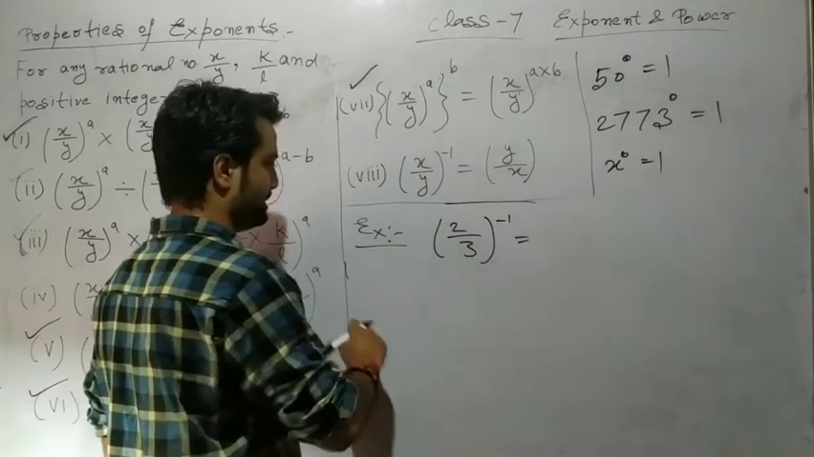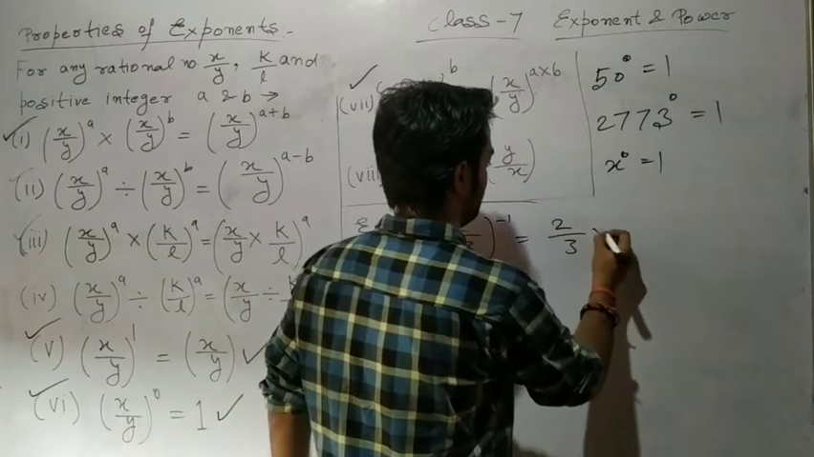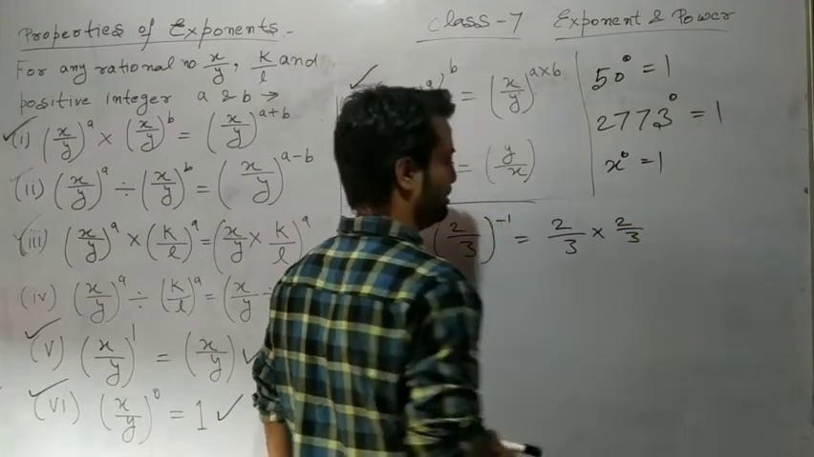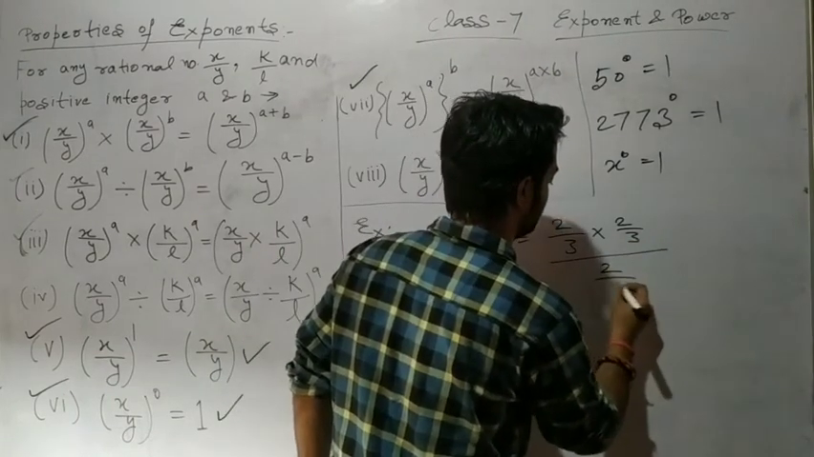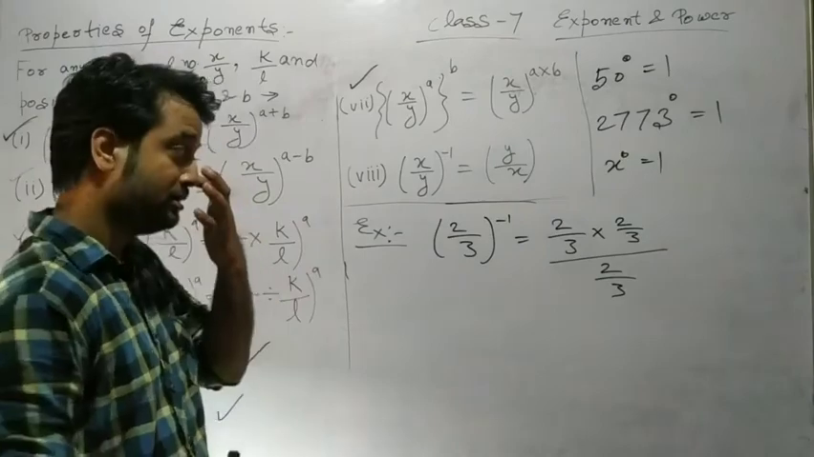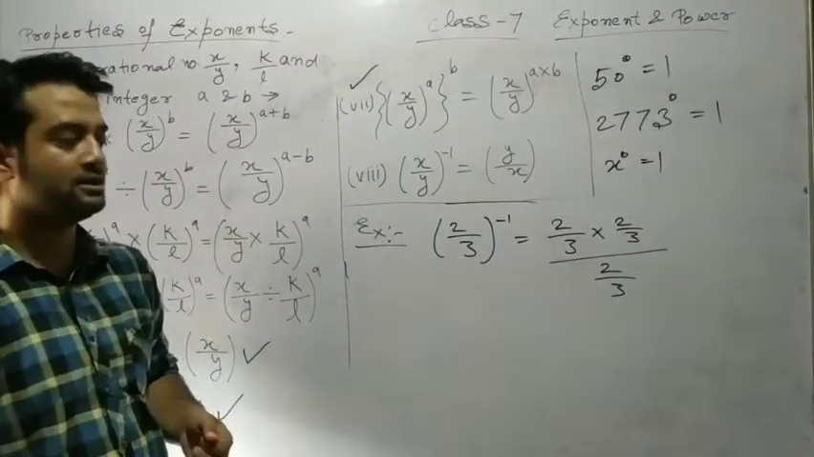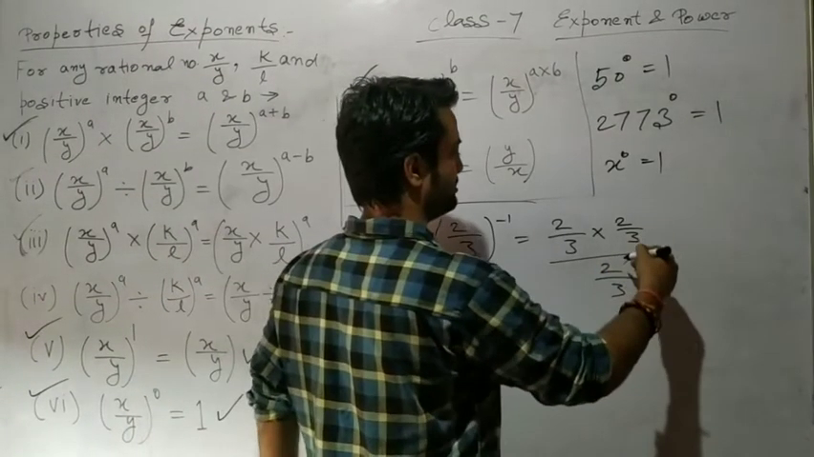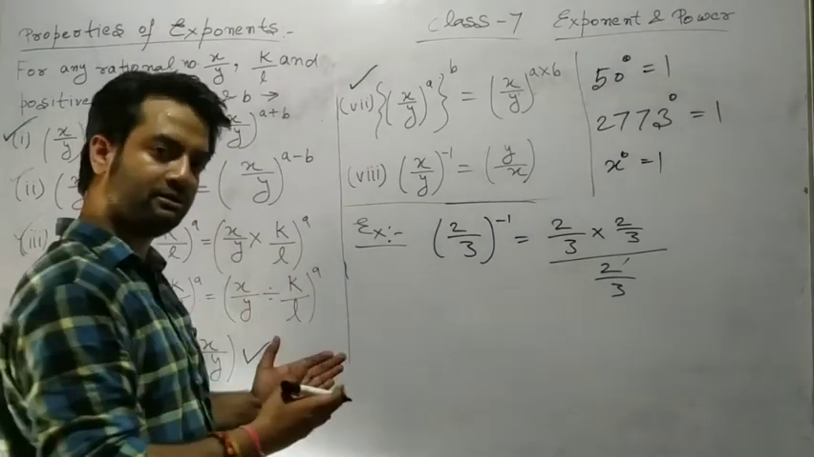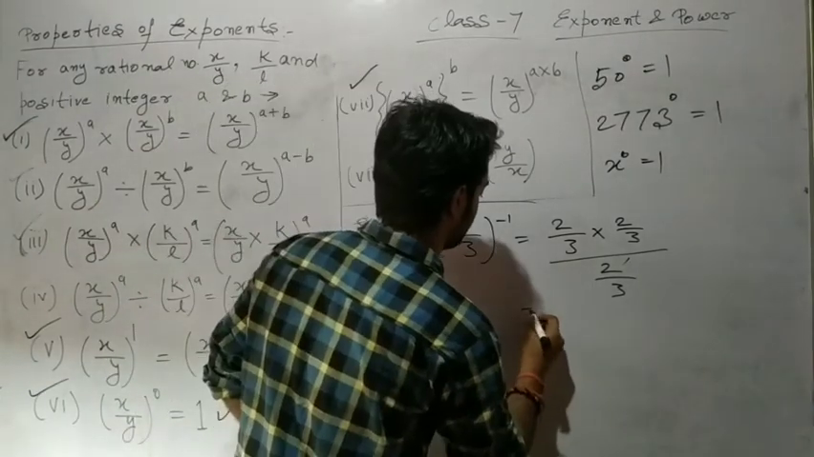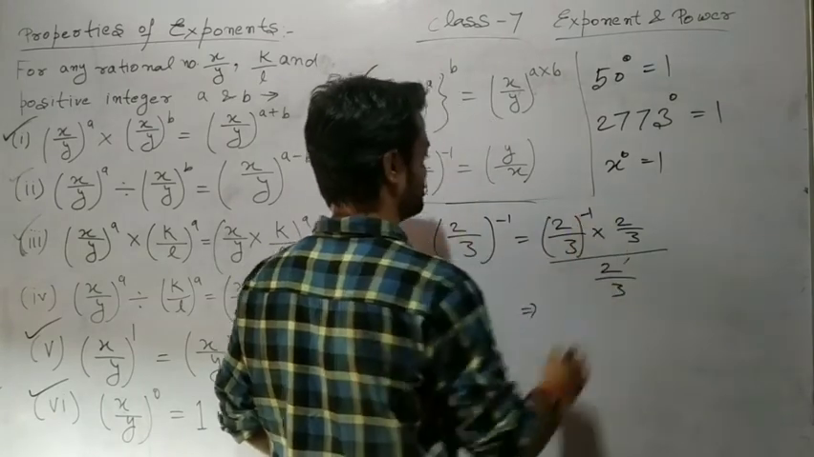What we are doing actually is, suppose I am multiplying 2 by 3 with 2 by 3 and also dividing it by the number 2 by 3. If we multiply and divide the same number, then it doesn't make any effect, because 2 by 3 will cancel 2 by 3 and the answer is 1. So any number multiplied by 1 is the number itself. It is actually 2 by 3 raised to the power minus 1.